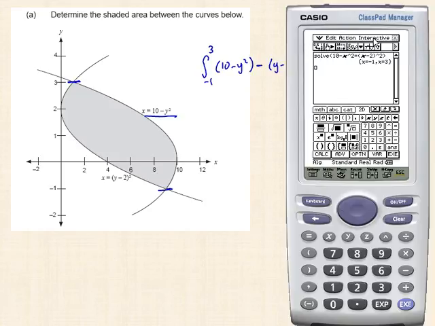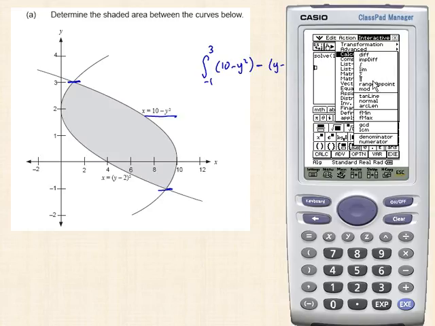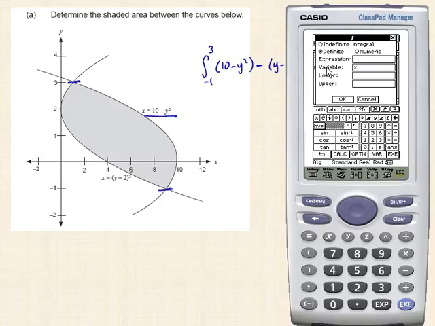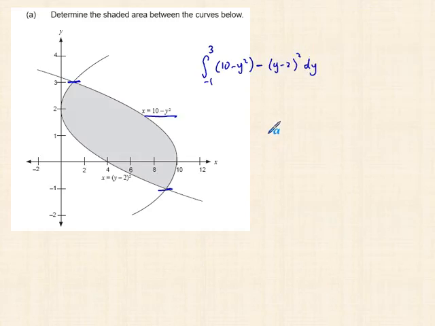So let's just do that on the calculator. So we're going to integrate, and we want a definite integral, and our limits we know are -1 and 3. And let's put this in with x, since the variable here is x. So we're going to have 10 take away x squared, and then we'll subtract from that x take away 2 all squared. We'll OK that, and it gives us 64 over 3.